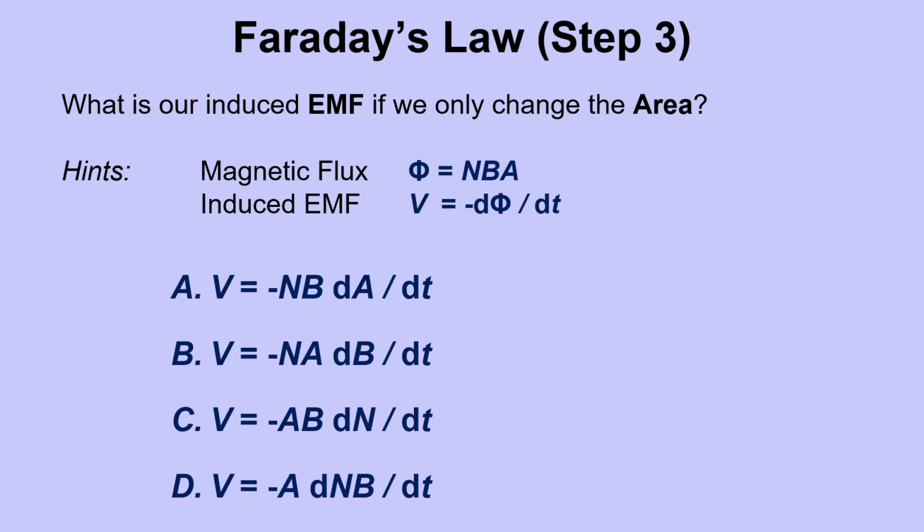If you're not sure about this, start from Faraday's law. So the voltage is equal to minus dΦ by dt. And we know the magnetic flux is Φ equals NBA. But we're keeping N constant and we're keeping B constant. The only thing we're changing is A. So think about how you could write that as an equation where A is the only thing that's changing.